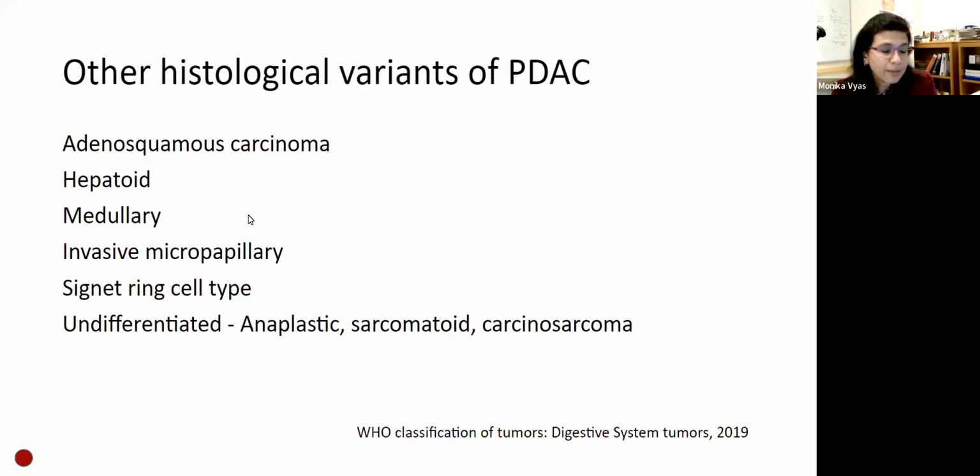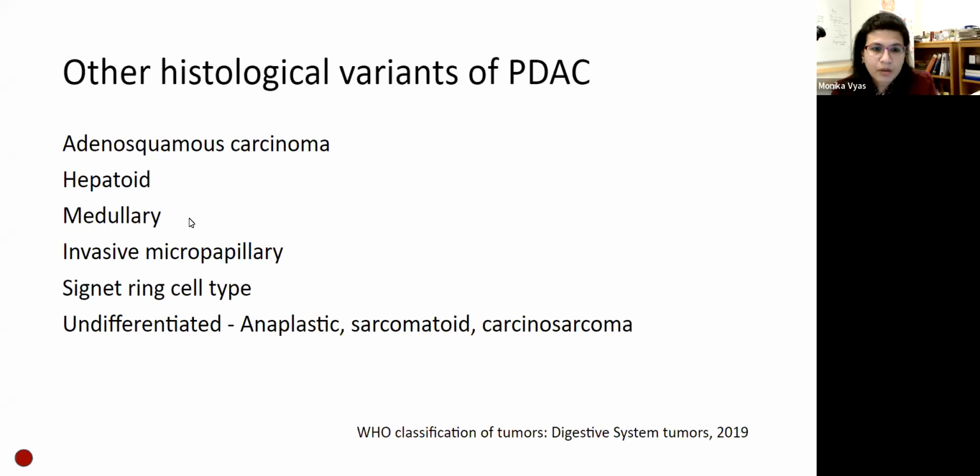You can also see hepatoid variant of adenocarcinoma. So this variant will have a hepatocellular morphology and would label with hepatocellular markers as well. And these patients can also have elevated AFP, which can be tested on serology. And then we talked about the medullary variant briefly.